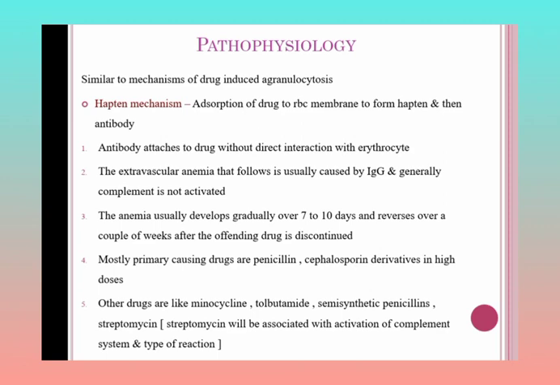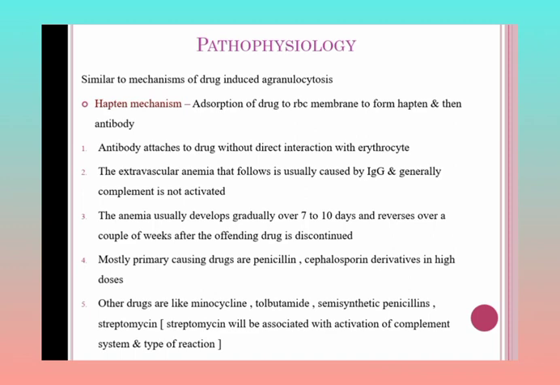I will explain this in a flowchart. Adsorption of the drug occurs to the RBC membrane, forming a hapten. Then the antibody will attach to the drug. This attachment occurs without any direct interaction with the erythrocyte. So this is extravascular anemia, meaning outside the cell.